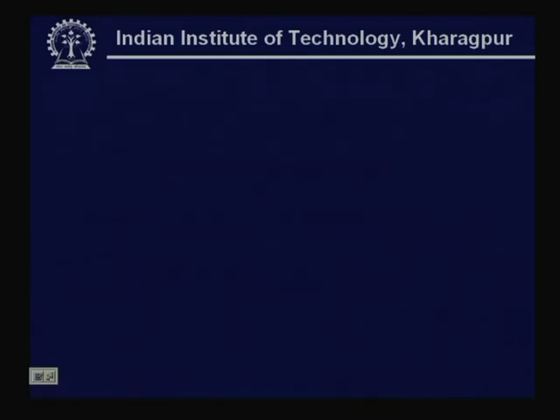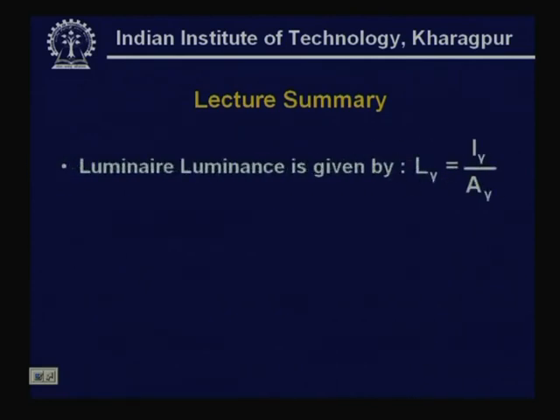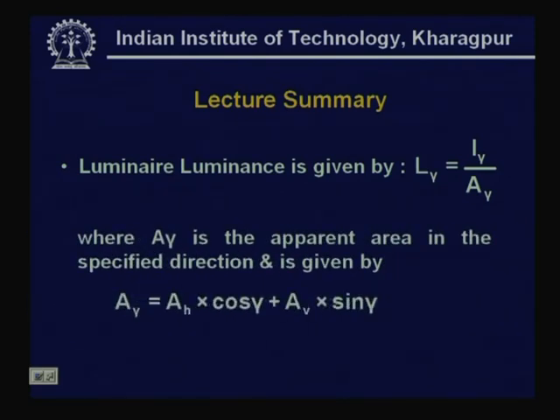Similarly, one can get the vertical illumination. Luminance is of course given by the angle subtended at the observer from the luminaire, and in doing this, the inclined area is obtained, which is called the apparent area, given by A gamma, considering the horizontal area of the luminaire plus the vertical area, that is one going lengthwise, another going breadthwise: AH cos gamma plus AV sin gamma.